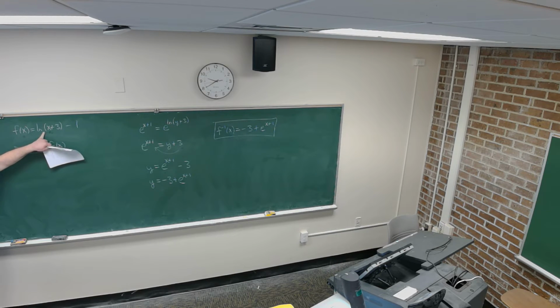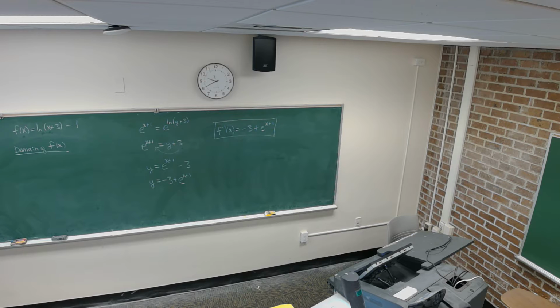So f of x is just a transformation on the natural log function. You know the graph of the natural log function looks like this. It crosses the x-axis at the point (1, 0). This is the graph of y equals the natural log of x. So f of x here is just a transformation on this graph. When we replace x with x plus 3, it shifts the entire graph to the left 3 units. And then when we subtract 1, it shifts the graph down 1.